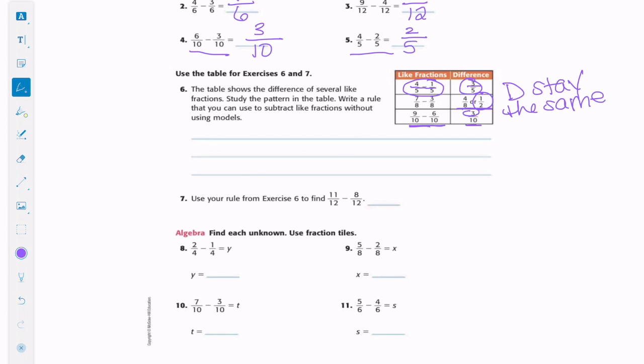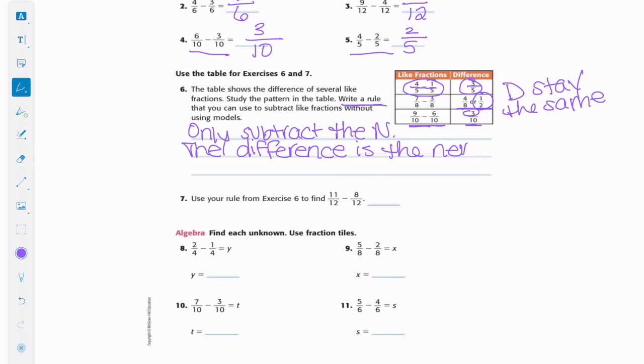So it says write a rule that you can use to subtract like fractions. So write a rule. Only subtract the numerators. The difference is the new numerator over the same denominator. Okay? Now use that rule to answer 11 twelfths minus 8 twelfths. 11 minus 8 is 3, and the denominator is 12.